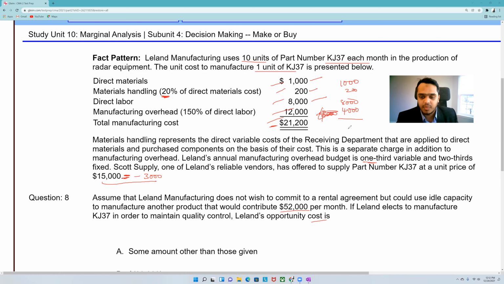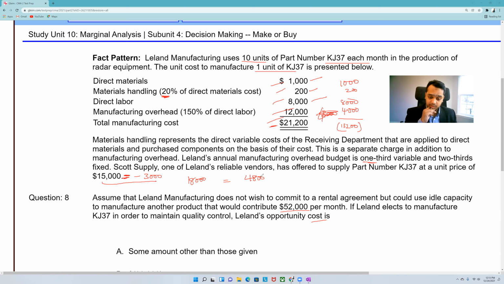So what is the total here? 4, 8, 12, 13, 13,200. 13,200, and here is how much? 18,000. Okay. 13,200 and 18,000. What is the difference between the two? 13,200 minus 18,000, or 18,000 minus 13,200, it is 4,800.